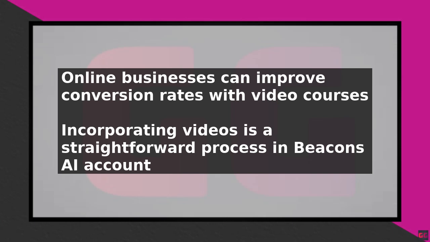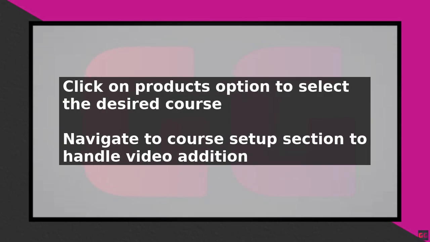Starting from the home screen, click on the Products option, which is represented by a price tag icon. This will display all the products being offered, and from there, select the desired course. Upon selecting the course, a pop-up will appear with the option to edit product details.